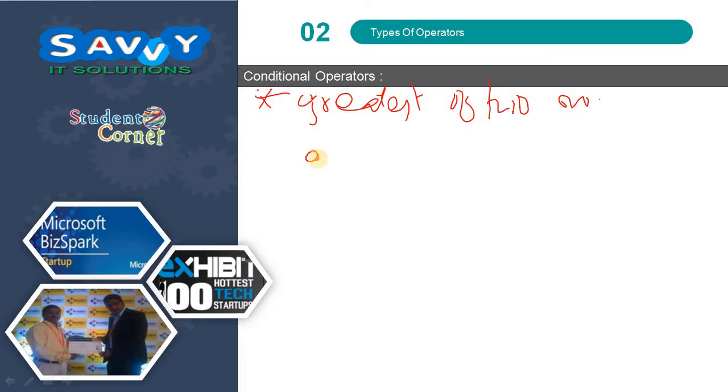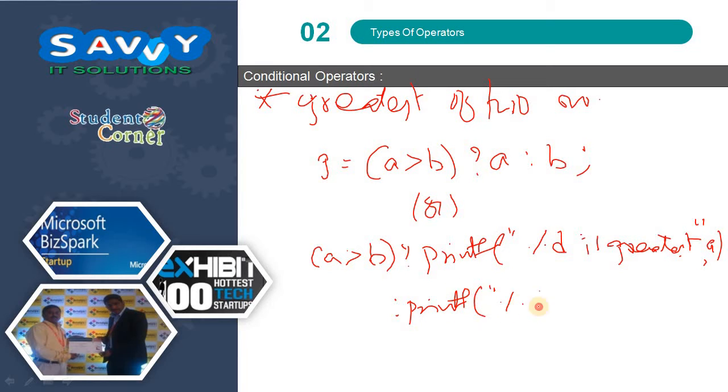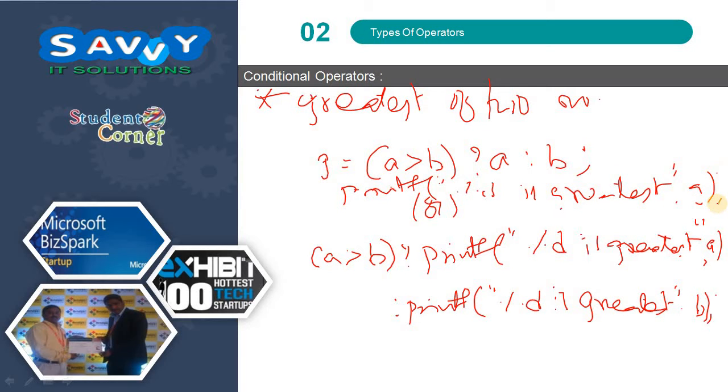According to the syntax, g = a > b ? a : b. This is one way of representation. Apart from this, a > b ? printf("%d is greatest", a) : printf("%d is greatest", b). Here we do not need to print the value of g separately; we automatically get it. Either writing the first line or writing these two lines, both are acceptable in C language.